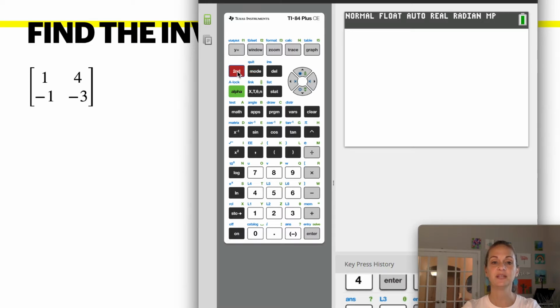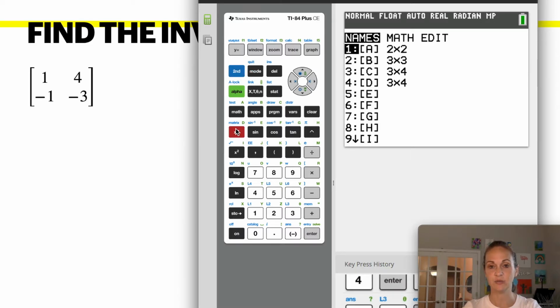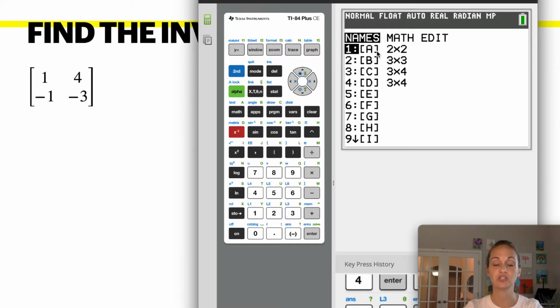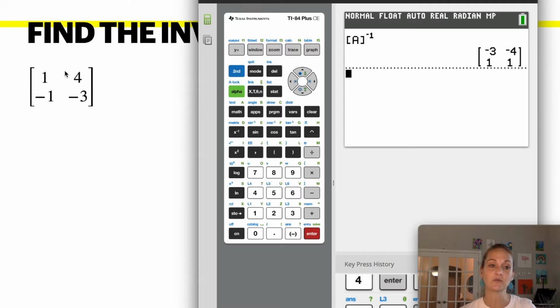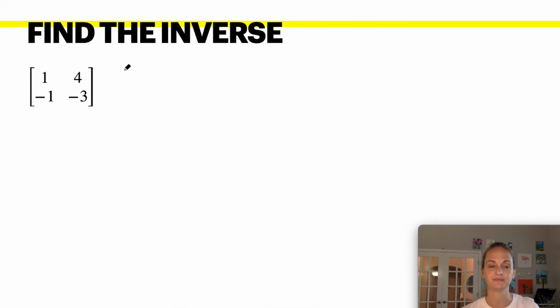Now, normally when we go into matrix again, we go over to math because we're going to manipulate it. You actually do not have to do that for the inverse. You're going to choose the matrix that you just edited, which in this case is matrix A, and you're wanting to raise it to the negative 1, just like we discussed of the notation. You're going to hit enter, and it actually is going to give you the matrix. So the inverse for this matrix is negative 3, negative 4, 1, and 1.